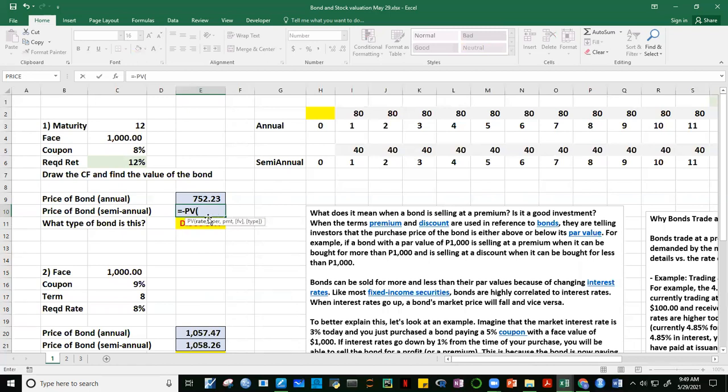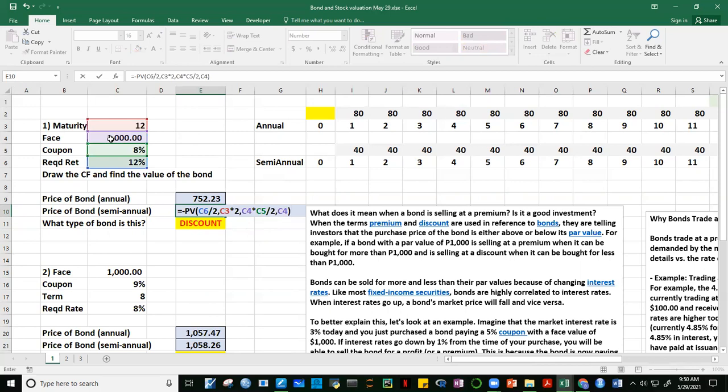Amount. Okay. So the rate is 12%, but since it's semi-annual, we should be dividing by 2. Okay, the number of periods is 12, but since it's semi-annual, we have to multiply this by 2. Okay, the payment is 1,000 times 8%, then we should divide it by 2. Okay, and then comma, the future value, the face amount is 1,000. Okay, that's how we compute for this.